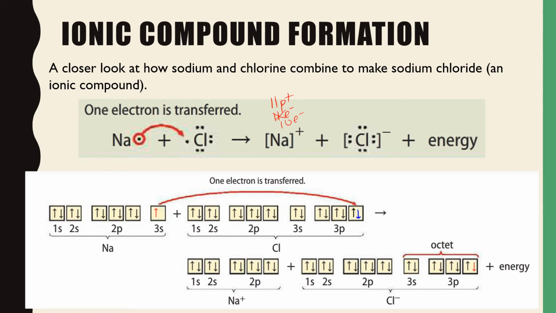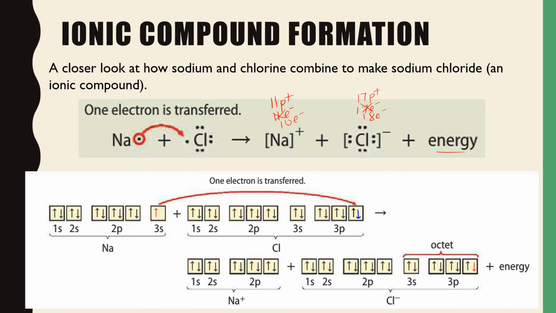Chlorine, on the other hand, has gained an additional electron. It now has 8 valence electrons, and it started with 17 protons and 17 electrons. That's its atomic number. By gaining an additional electron, I can see that the number of negatives outnumber the number of positives. There is a lot of energy released. We would call that an exothermic reaction when sodium and chlorine combine to make sodium chloride.